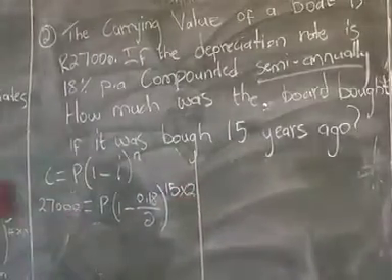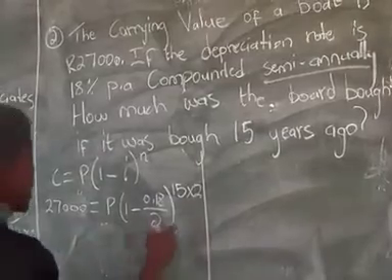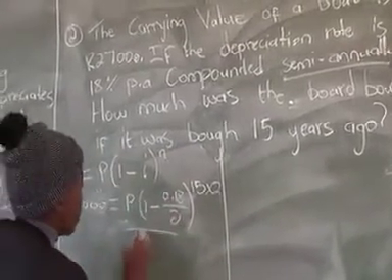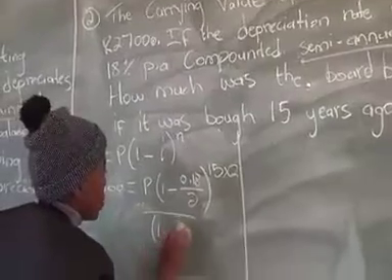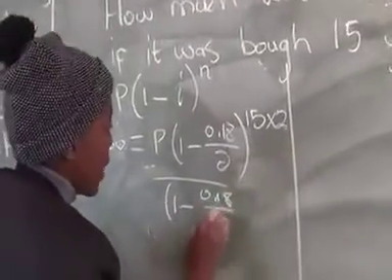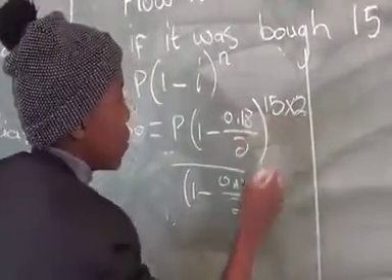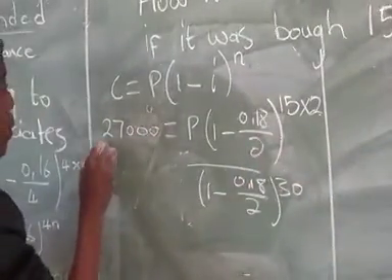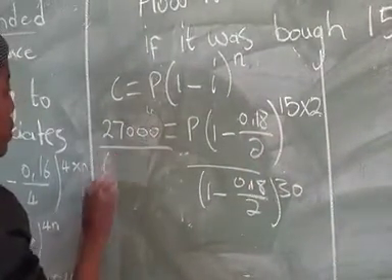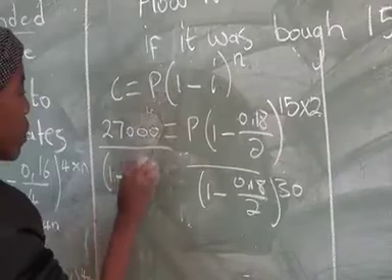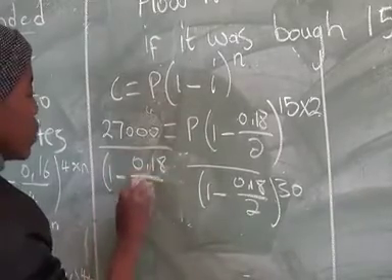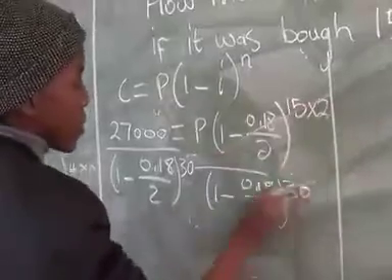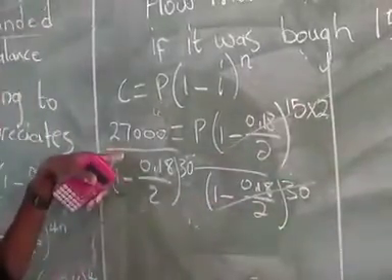So we are trying to calculate the P. I can quickly divide both sides by this thing, so I'm going to divide by 0.18 over 2. 15 times 2 is 30. I'm going to simplify this one, and then on this side, I'm going to divide by 1 minus 0.18 over 2 to the power 30. So this one we cancel, and here we are left with this thing.